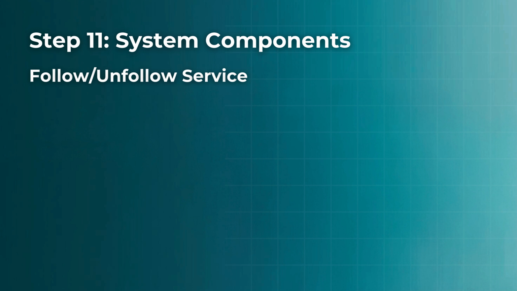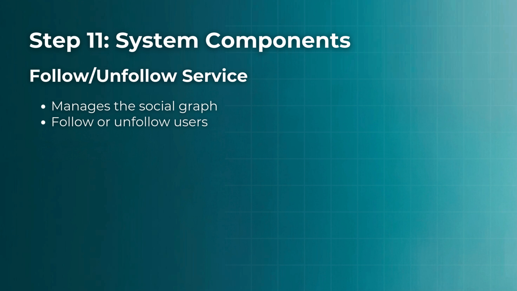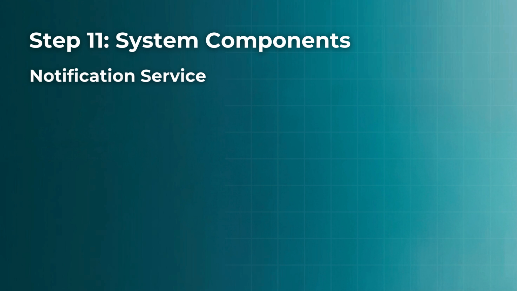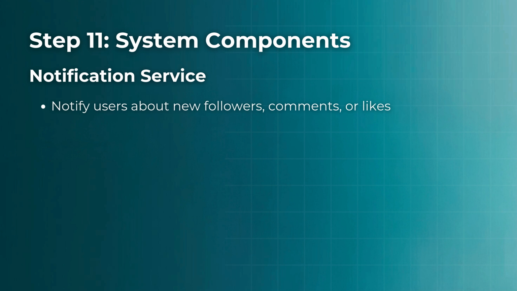The follow-unfollow service comes next. This one manages the social graph, who's following who, and makes it easy to follow or unfollow users. It also displays followers and following counts on profiles. Now, the notification service. This keeps users updated, like notifying them about new followers, comments, or likes. It even lets users customize how they want to get notified, like via email or push notifications.